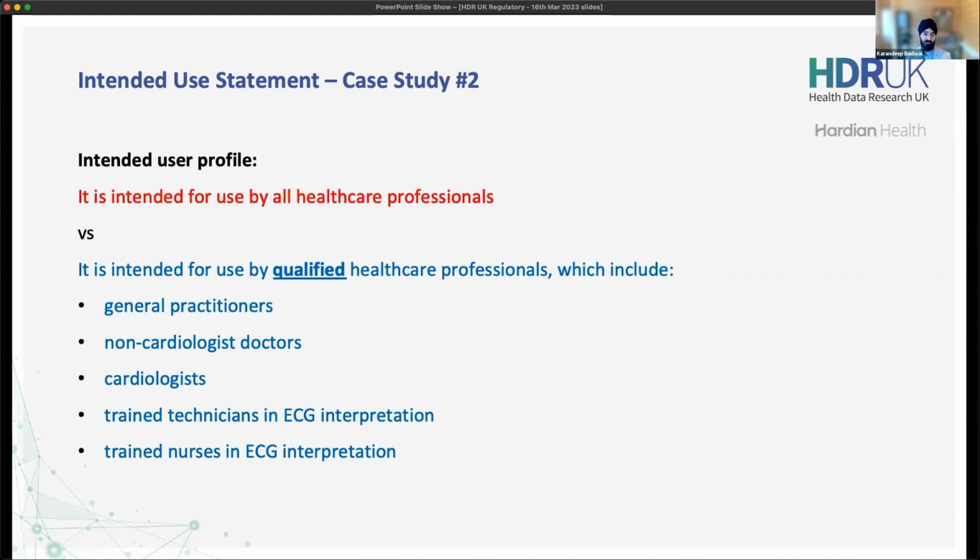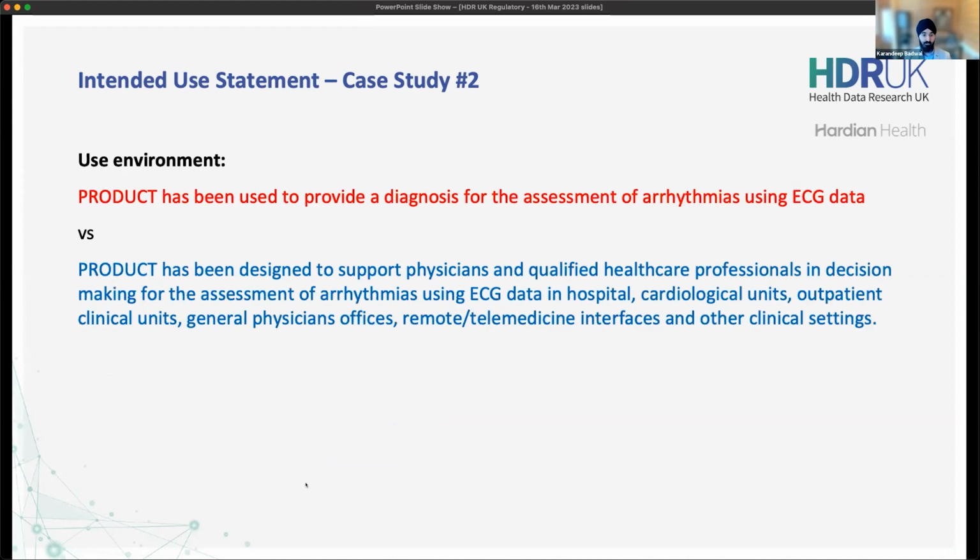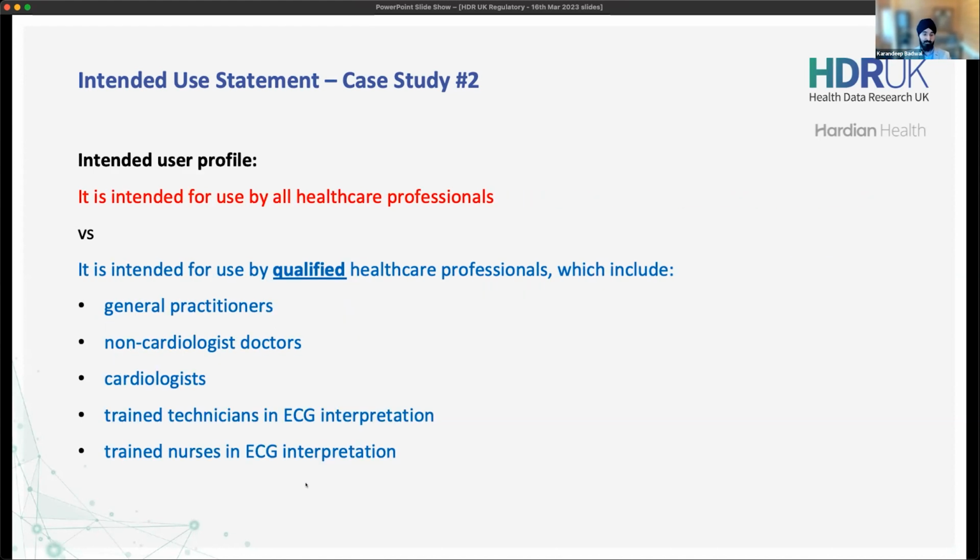Who are the healthcare professionals? General practitioners, doctors, cardiologists, trained technicians in ECG interpretation, and trained nurses in ECG interpretation. So not just any nurse can do this, but somebody who is trained in ECG. We made that very clear from the get-go. And again, this goes back to the instructions for use. So we've clearly identified who is the audience and what training needs to be done. Yep, next one, please, Mike.